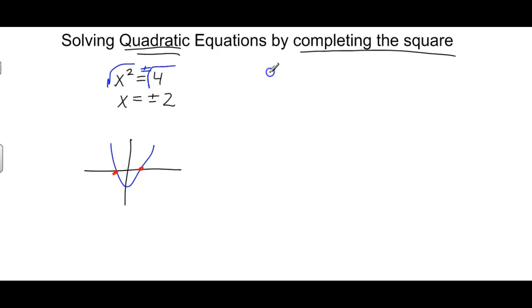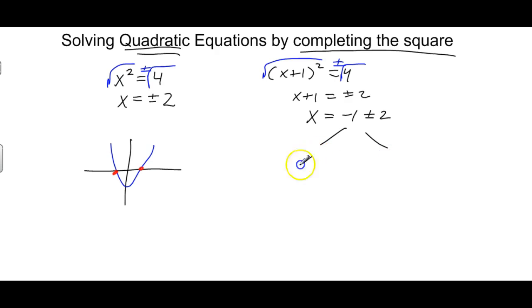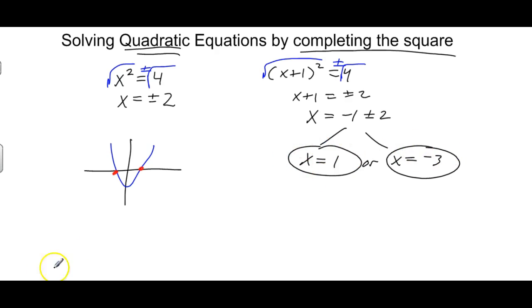Let's try a little harder one. Let's go to this one. x plus 1 quantity squared equals 4. Now this wouldn't be that much harder, but that's kind of what we want. That's our goal in this lesson, to get our equations to look like this, where we have a binomial being squared, and then we just take the square root of both sides. You say x plus 1 equals plus or minus 2. We're almost done. x equals negative 1 plus or minus 2. We have two solutions there for x. x equals negative 1 plus 2, which is 1, or x equals negative 1 minus 2, which is negative 3. And we've got our two solutions.